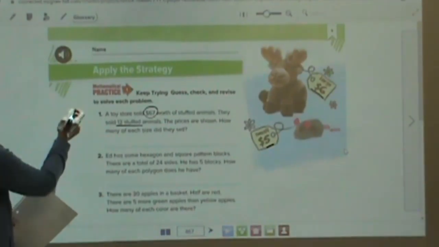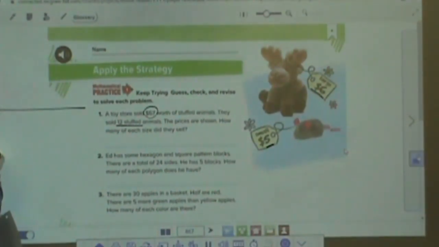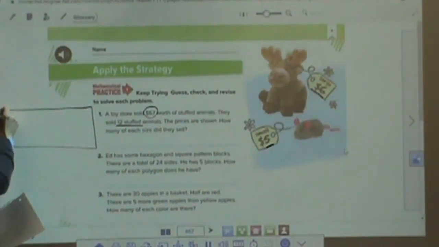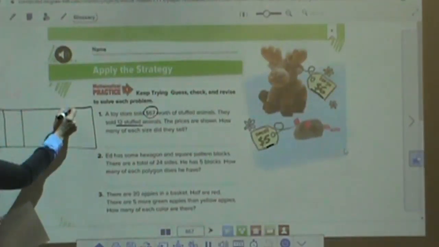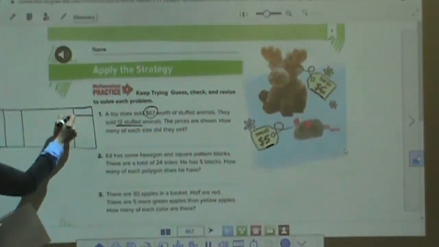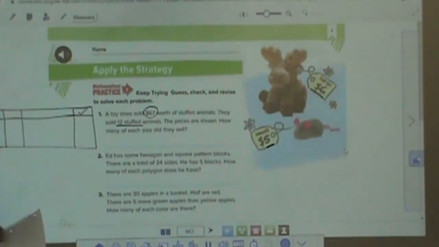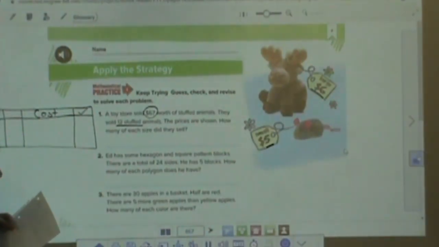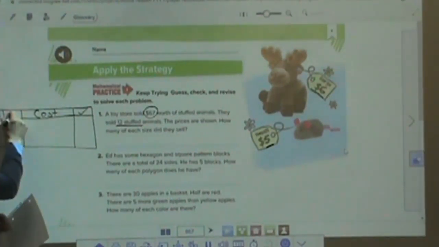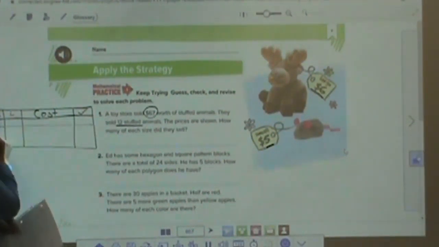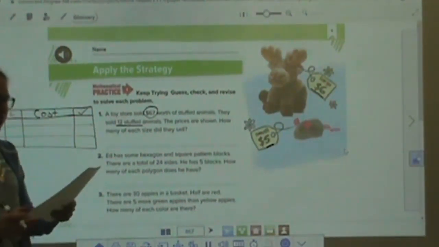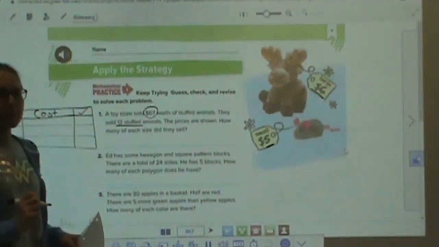So let's go ahead and make a little chart over here, just like we did on the other page. I'm going to make it 4 columns again, with a check column at the end. I'm going to make the cost here. I'm going to abbreviate the small with an S and the large with an L. Okay, now here's where we start guessing. We just put some numbers in and see if we can come up with $67.